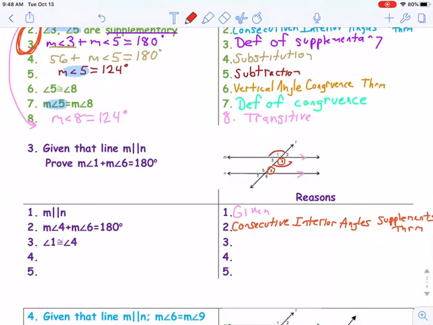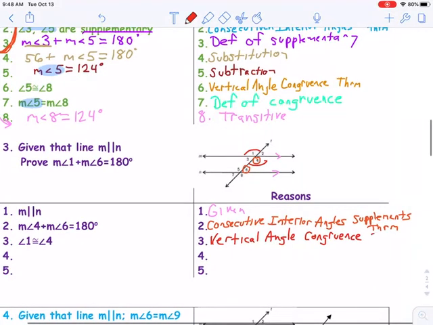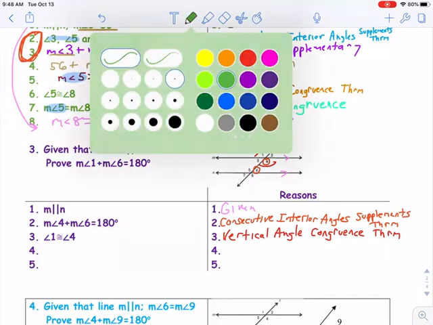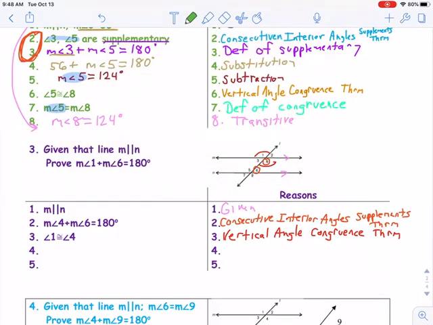Again, the big punchline is going to be the vertical angle congruence theorem. And then since they are congruent angles, they're going to have equal measures by definition of congruence.